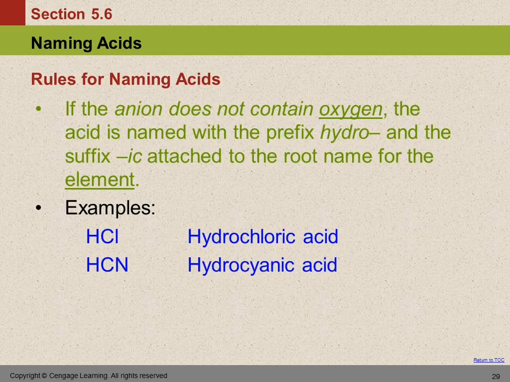HCN. So we see the first letter, H. This is an acid. We look for oxygen. There's no oxygen. So we name it using this hydro blank ic acid. Well, what is CN? That's not a single element, is it? That's one of those polyatomic anions. So we're looking at the name of the anion. That is cyanide. So we change the ending of cyanide to ic, and we get hydrocyanic acid.